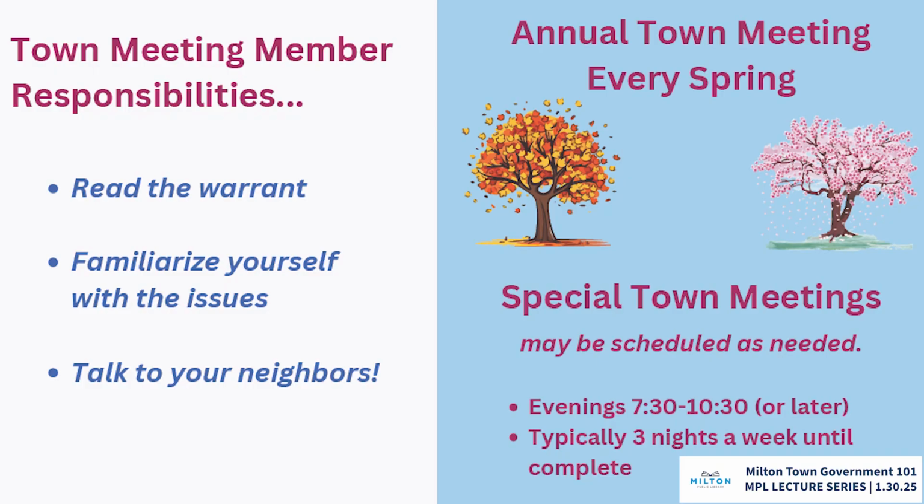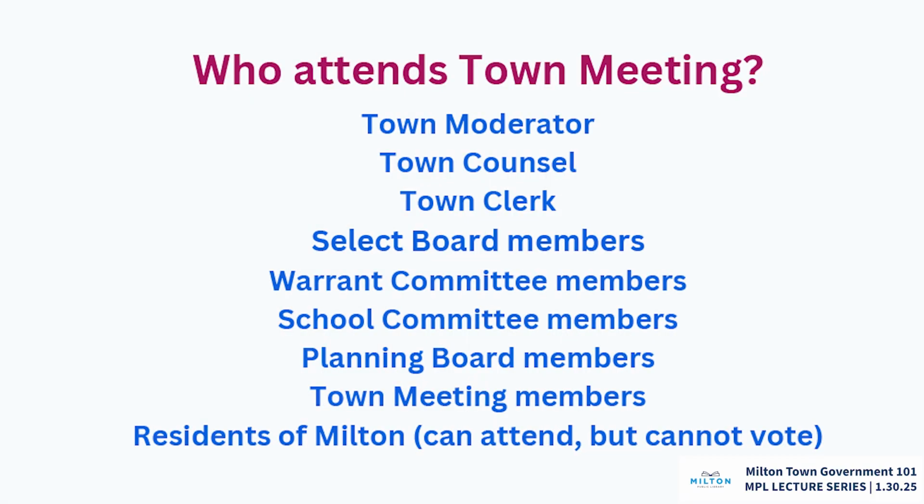We have one main town meeting every year. This year, I believe it's in May, so it's in the spring. That's where we vote on the budget and the bylaws for the next fiscal year, starting in July. Our term goes July to June, so that's when the budgets come in.